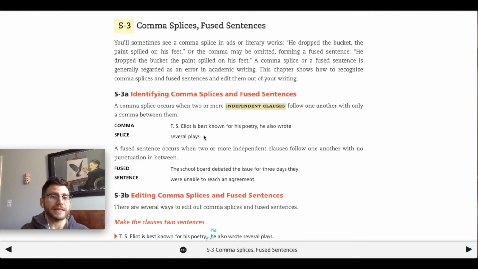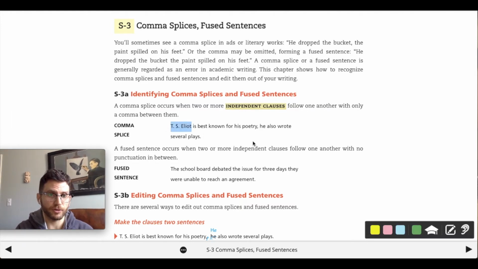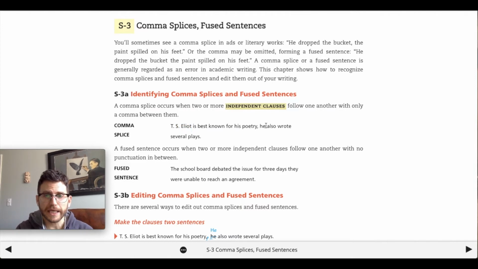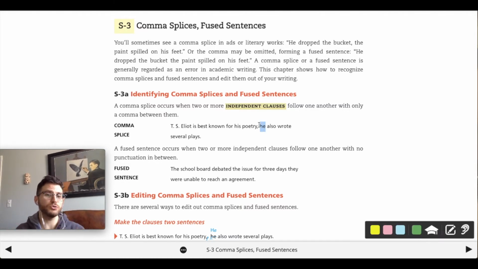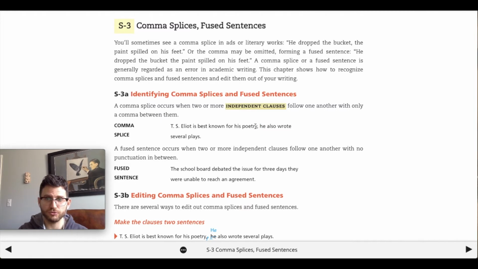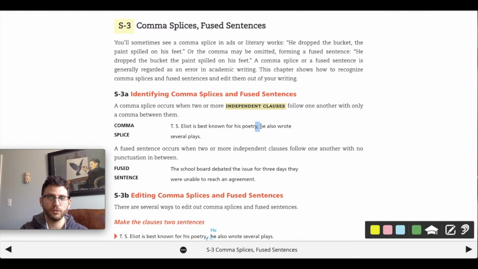Even though T.S. Eliot is my subject over here, and "he" is my subject over here, even though they're referring to the same person, "he" grammatically is a new subject. Still talking about T.S. Eliot, same thing, but "he" grammatically is a subject. So I cannot just have these two complete thoughts smashed together with a comma. Doesn't work. Nor would I be able to have them just run into each other without the comma. I need to have something else.